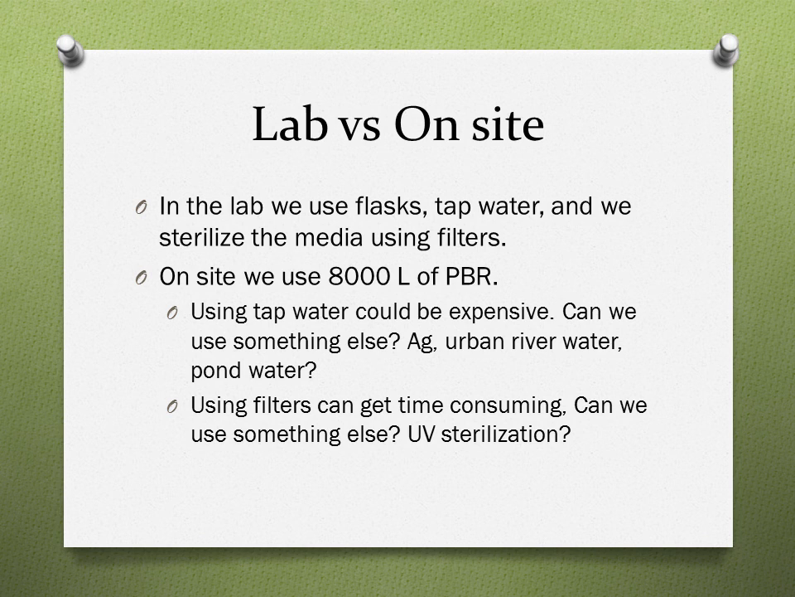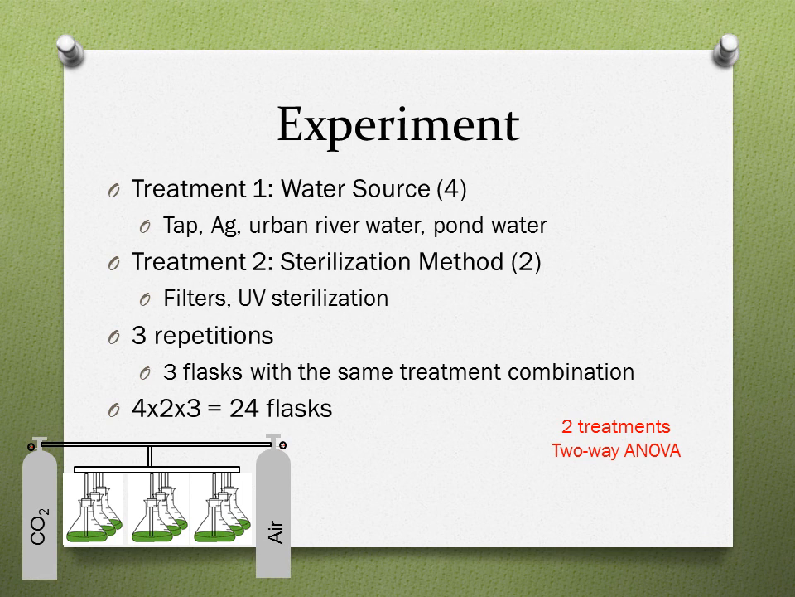Well, we wanted to go ahead and test in the lab to see if there was a difference between the two, especially with reference to these off-site waters, because really they could have more bacteria in them than we've ever seen in the tap water. So the experiment we used was actually 2 treatments now. One treatment was for water source, and the other treatment was for the sterilization method. We still had 3 repetitions, and by having 3 repetitions, that means that we still have 3 flasks with the same treatment combination. So we have 4 times 2 times 3, or 24 flasks.